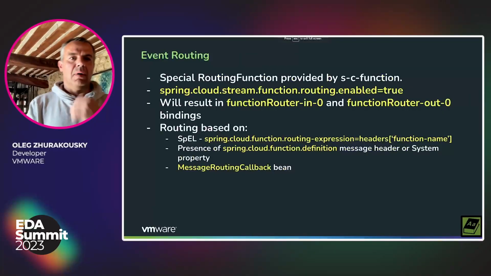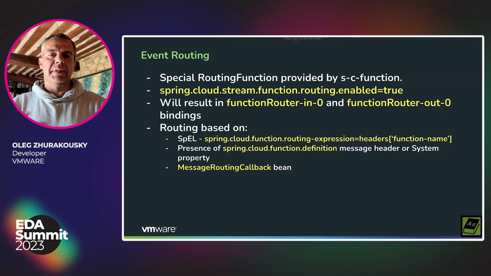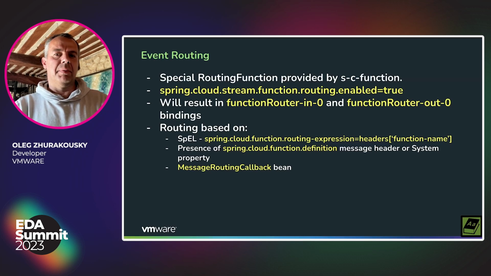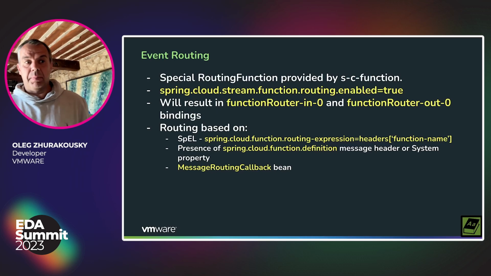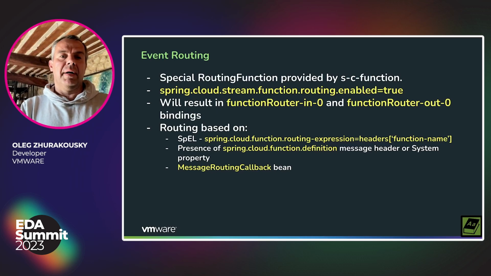And that quickly shows you the function event routing. So we have several mechanisms that you can implement routing with. What I just used is option 2 right here, which is providing the function definition as part of the message header. You can also provide it as part of a system property. You can also use a routing expression, in this case, extracting the function name from a header called function name.